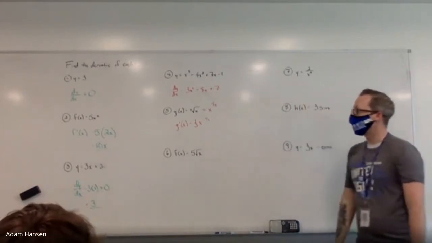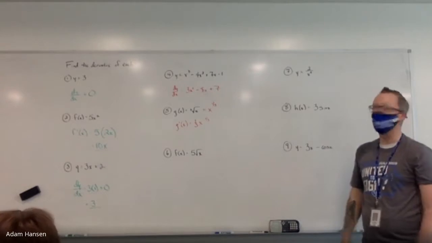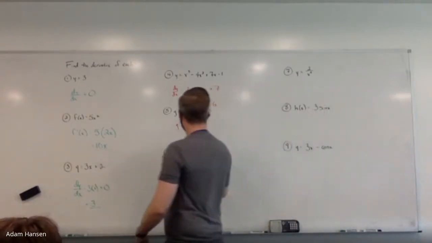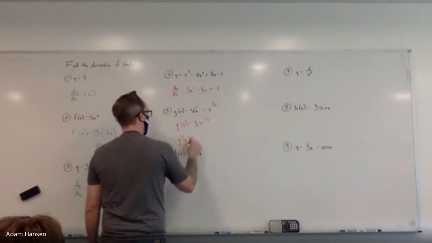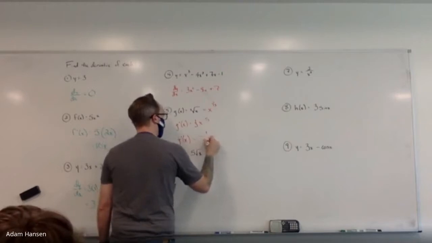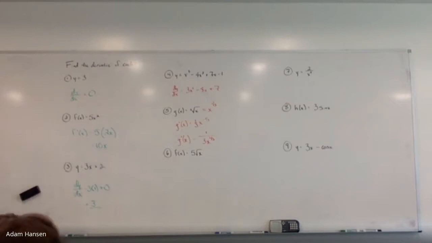I never leave my answer with a negative exponent. So to simplify this, I'm going to put that negative exponent back down into the denominator. Final answer here should be g prime of x equals 1/3 times x to the positive 2/3 in the denominator. To get rid of a negative exponent, move it to the top or bottom.